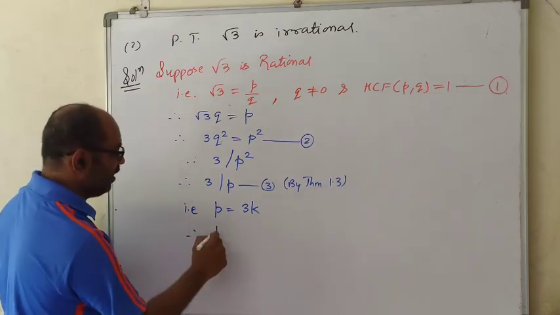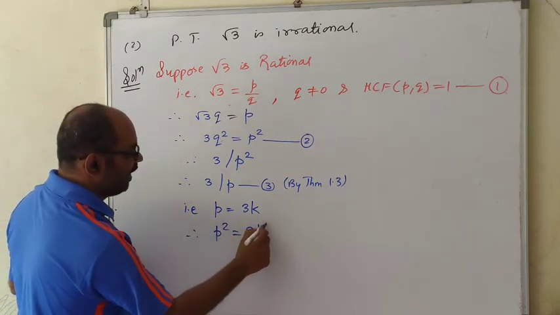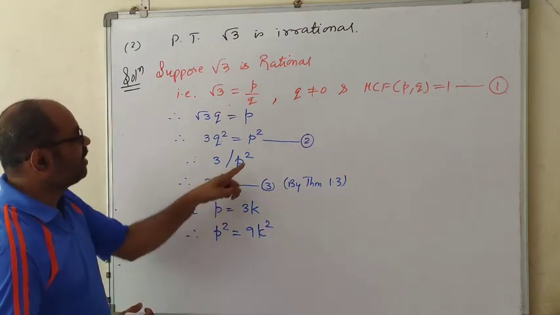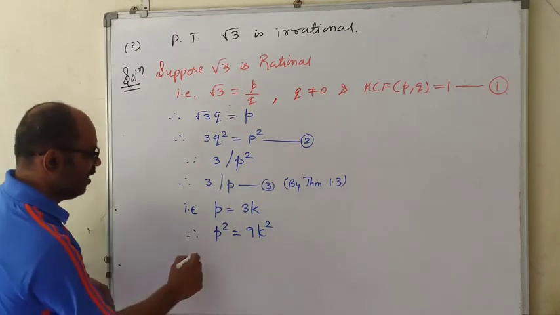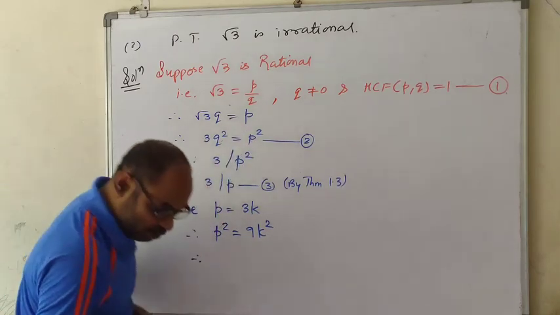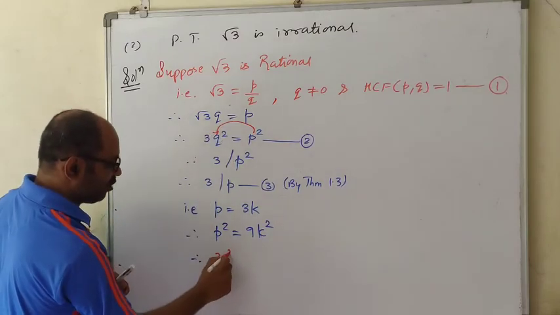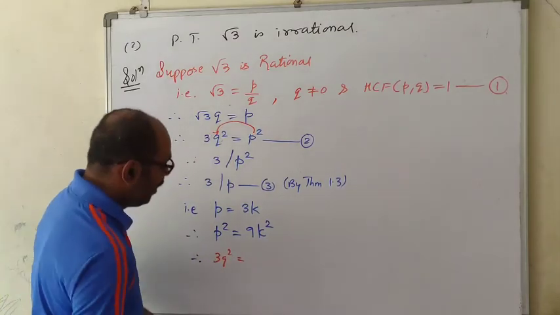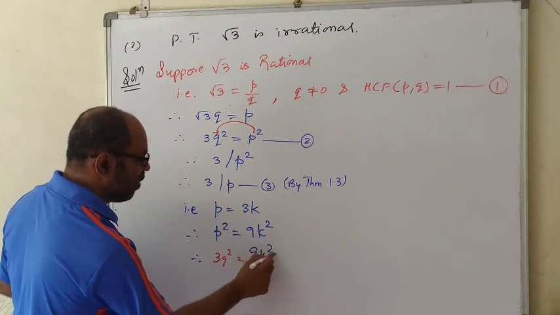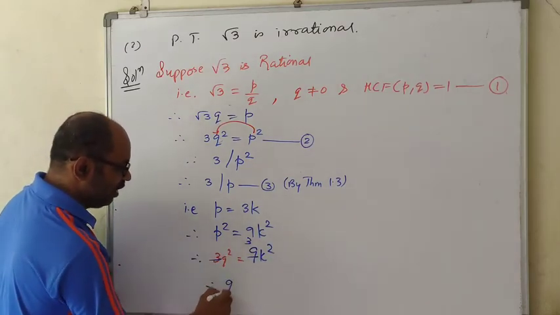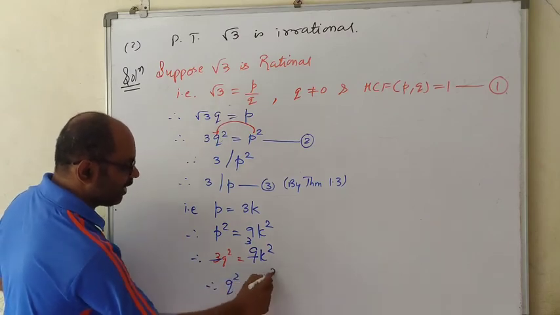Therefore, squaring both sides, P square is equal to 9K square. Correct? Now what is P square from 2? 3Q square. So I am putting that value of P square from here. 3Q square is equal to 9K square. 3 ones are 3, 3 threes are 9, which gives me Q square is equal to 3K square.